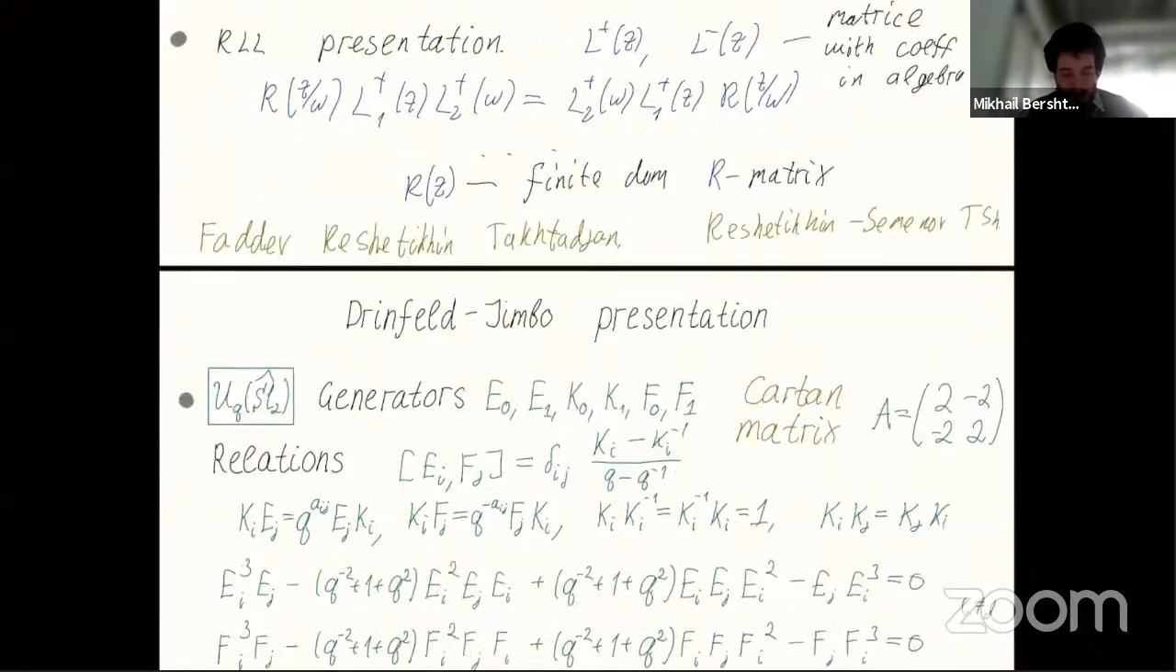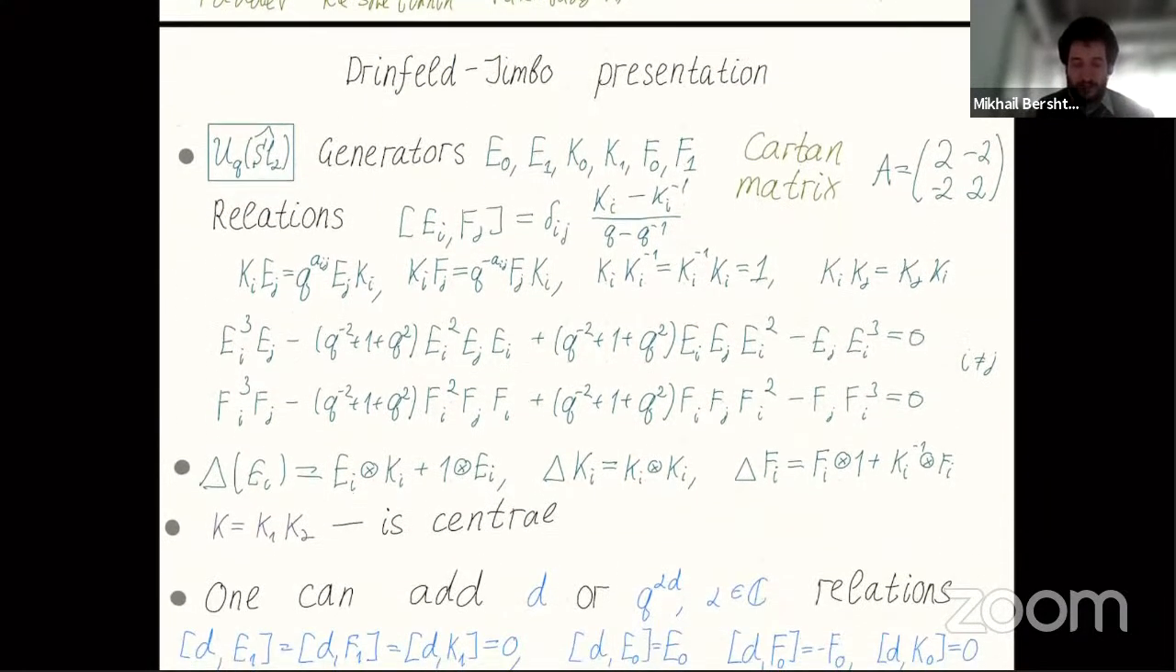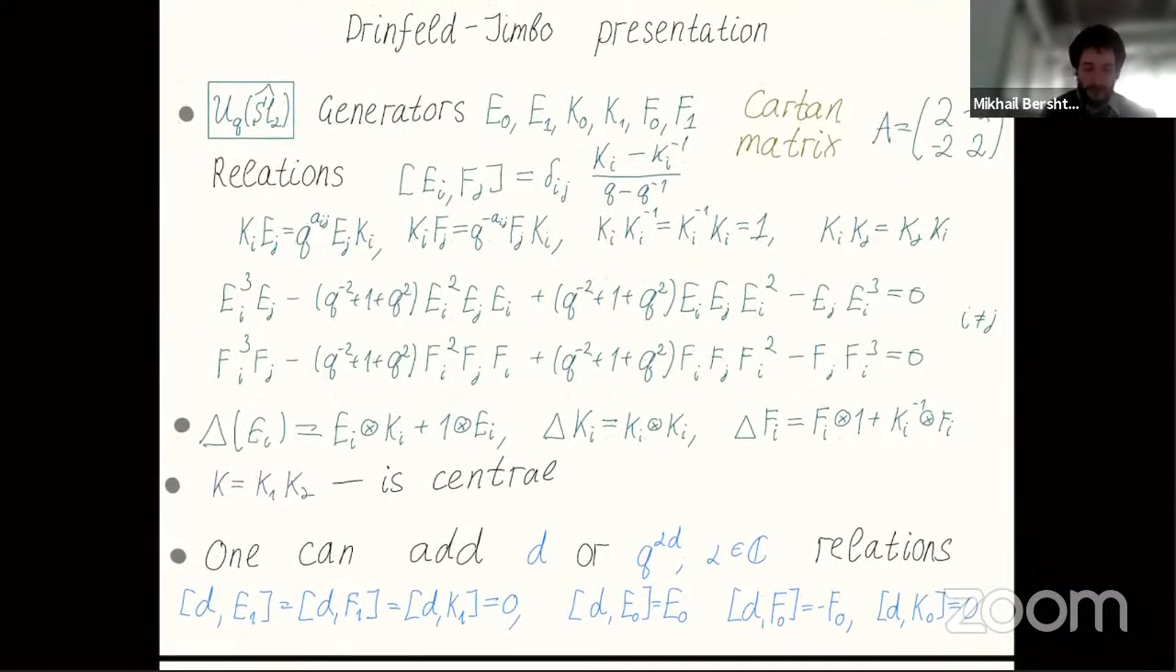As I said, the easiest way to start is the Drinfeld-Jimbo presentation. We have generators E0, E1, F0, F1, K0, K1. This is the Cartan matrix of quantum affine SL2. We have 2, 2, and -2 here. And this Cartan matrix appears in the relations between the Cartan part, K0 and K1, and our generators E and F. So if i and j are equal, then we have q squared, and if i and j are different, we have q to the minus 2. These relations I just copied.